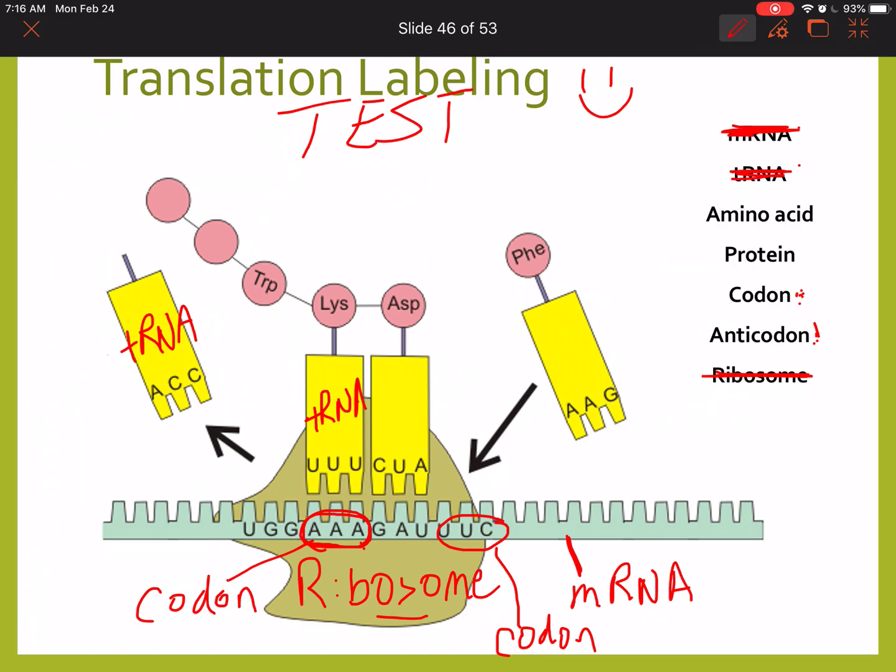The opposite is on the tRNA. So UUU, that's an anticodon. Oh, I don't have much room over here. And likewise, if I circle over here, AAG is an anticodon. Okay, so got rid of that one and that one. Oh, only 2 left. All right, amino acid and protein, that's the product.